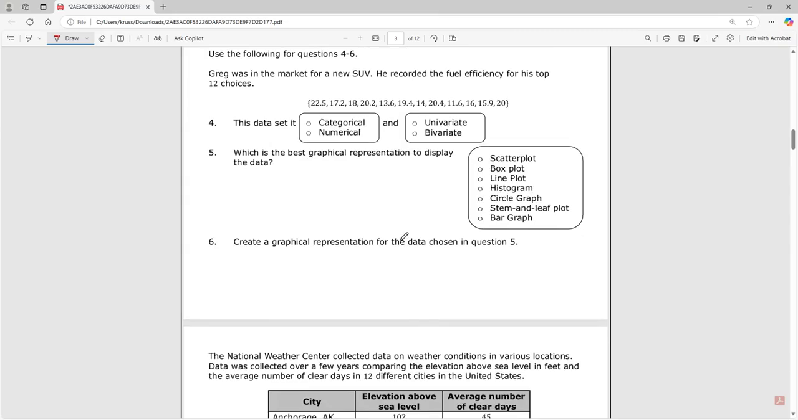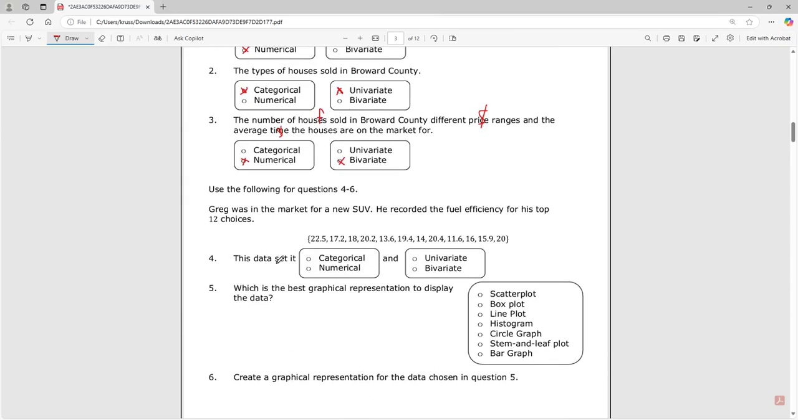Okay. So here's another one here. We're going to have Greg in the market for a new SUV. This is the same as the last one. Right. So this is obviously numerical data, and this is just a frequency. So this is a univariate data set, numerical. All right.